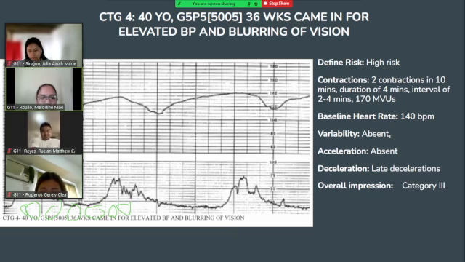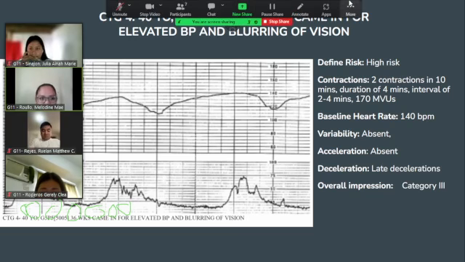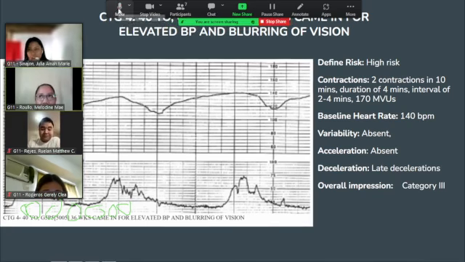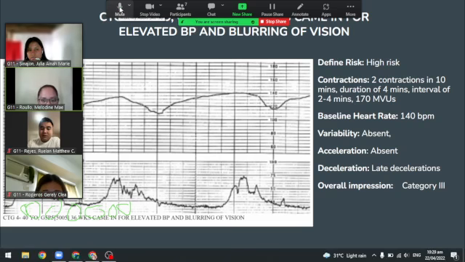If you can see, doc, for example, the fetal heart rate, how many seconds is it supposed to last? Supposed to last less than 30 seconds. And how about that deceleration? How many seconds or minutes does it last?